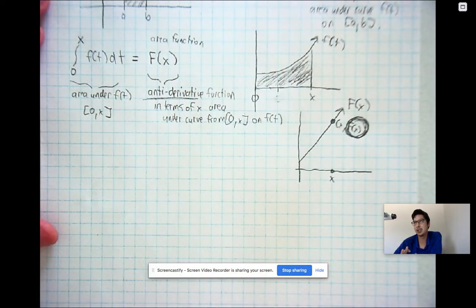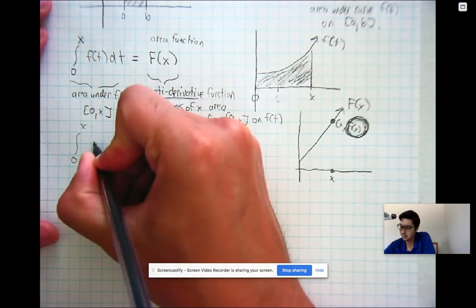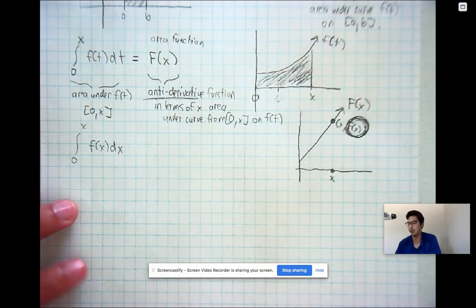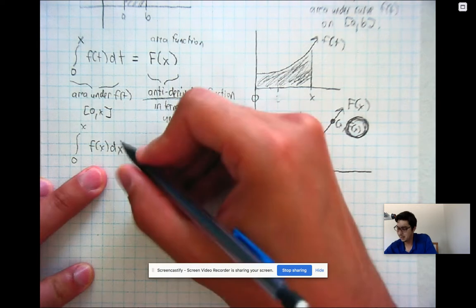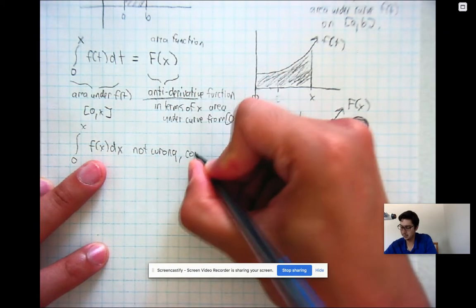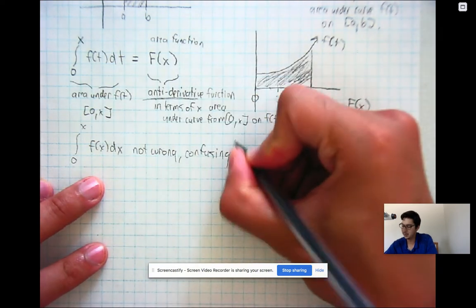And I guess from a procedure standpoint, you're not wrong, but I just want to let you know that we could have written this as 0 to x of f of x dx, which is what I usually write, and that's what we usually write in math as a function with respect to its x. But it's not wrong to write this, it's just confusing. And that's why they use t and dt, right?